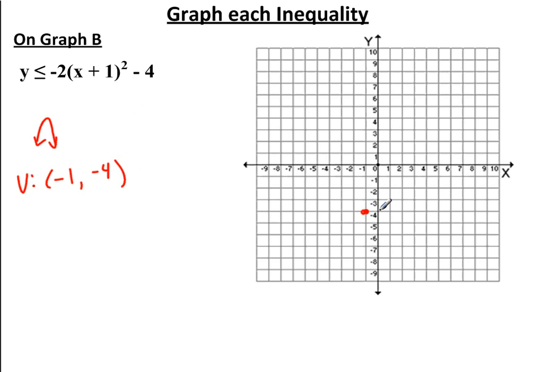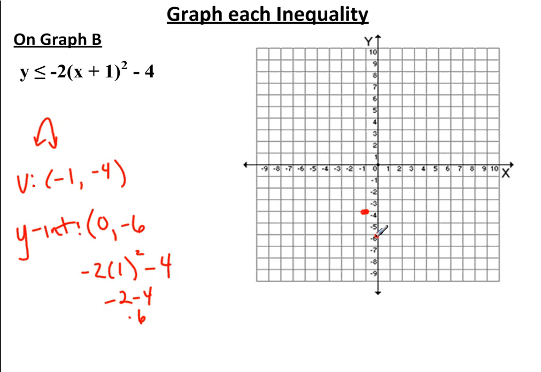Now, again, I'm going to choose to find the y-intercept just to make this a little bit easier, and that's a lot of what we did in class. So we put a 0 in for the x. If I do that, I'm going to get -2 times 0 plus 1, quantity squared, minus 4. You cannot multiply these first. You have to do order of operations. So the exponent: 1 squared is 1, times -2 is -2, minus 4 is -6.